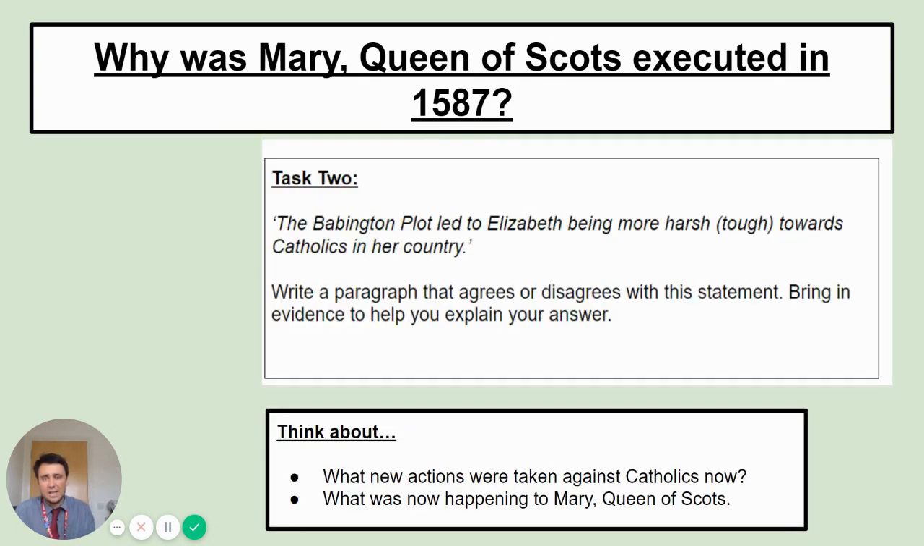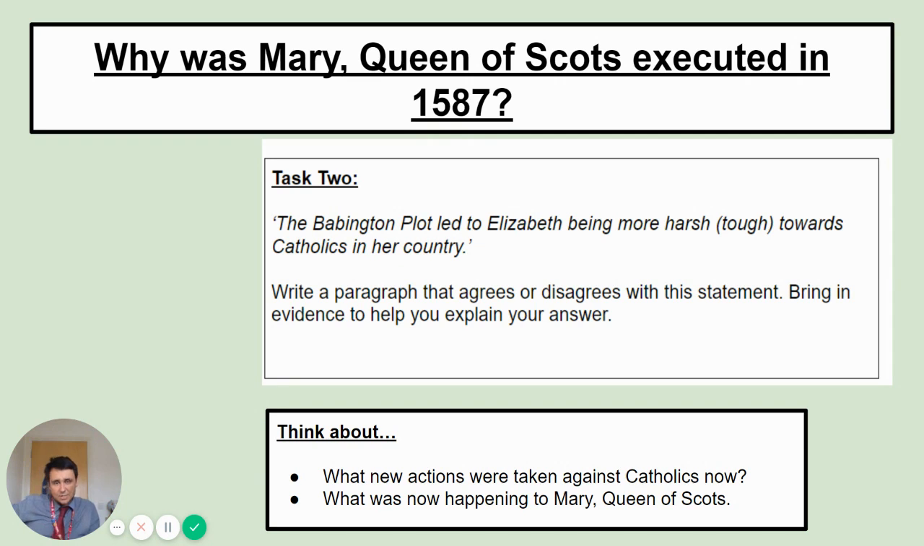And that's why we don't see any other plots. That's why we see this is the last one. We've seen the Ridolfi plot, the Throckmorton plot, the Babington plot, all trying to put Mary, Queen of Scots on the throne. A plot by Catholics to save their religion. Once Mary, Queen of Scots is dead, that doesn't happen anymore.